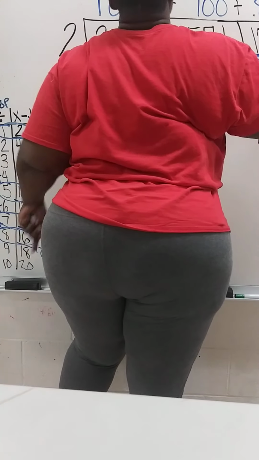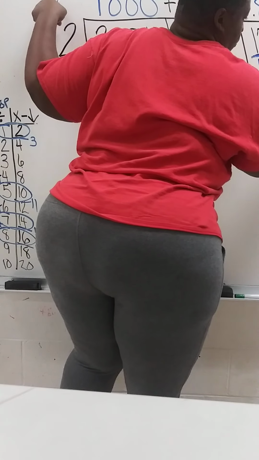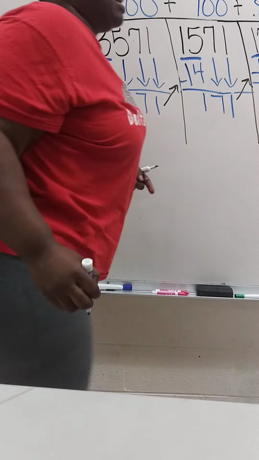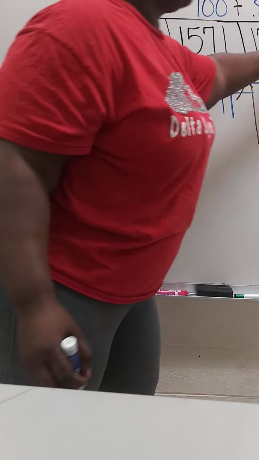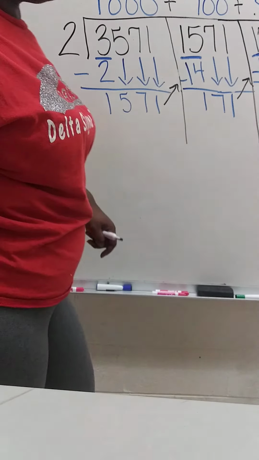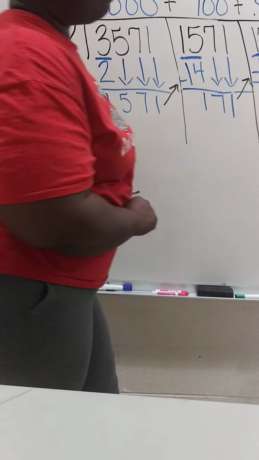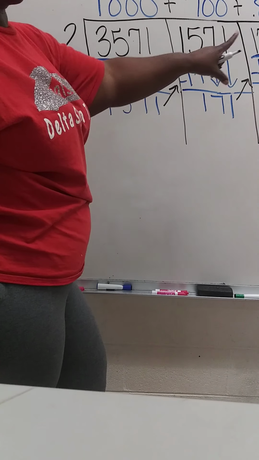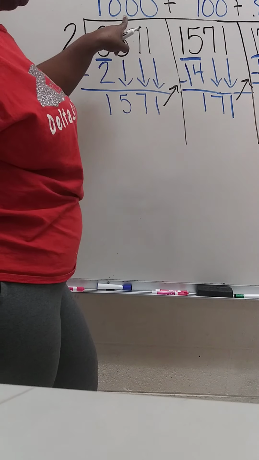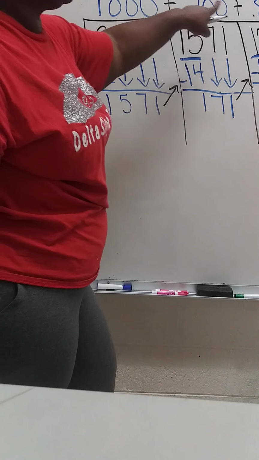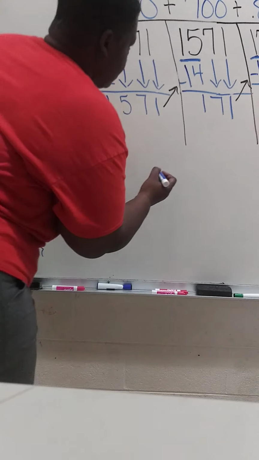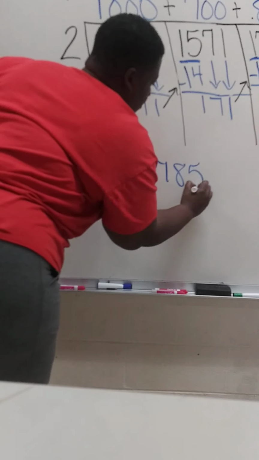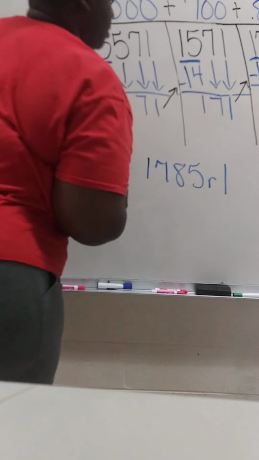Divide. Multiply. 5 times 2 is 10. Subtract. Bring it on down and bring it on back. You don't have any more numbers to bring down. And 1 is not bigger than 2. That's how you know when your equation is what? Finished. So this is 1,785 with the remainder of 1.